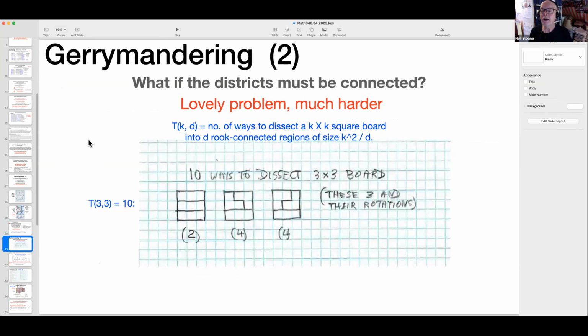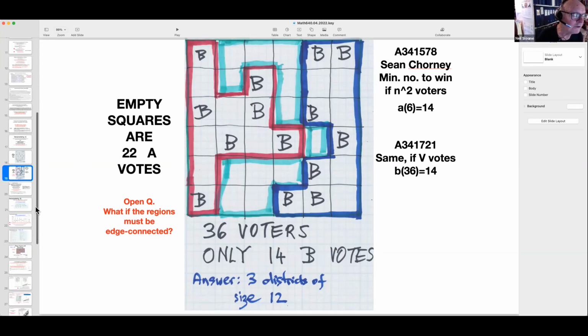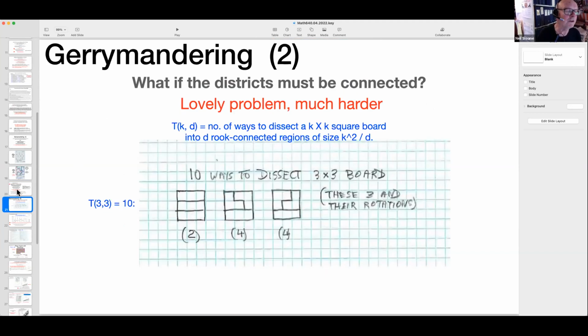But the second part, what you notice, the trouble with this picture here is that the districts don't have to be connected, which seems like cheating after all. I mean, they're supposed to be districts. You can't just draw them in a random way. What if you require that the districts are connected, officially rook connected, so that you can walk from one square to another just by crossing square boundaries?